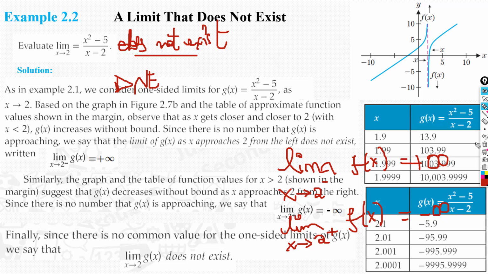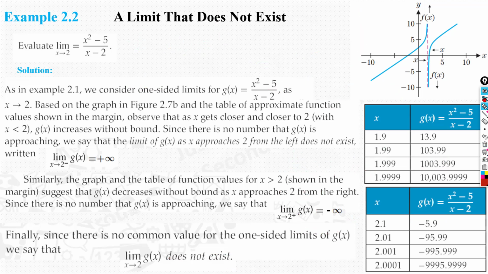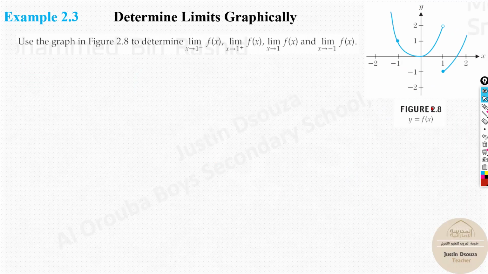So that is it. If both the values are the same, then and only then can we say it exists. Now if you're thinking, what if it was plus infinity on both sides? Then yes, the limit of this is equal to infinity. It's just a big positive number. If both were going to the positive side, yes, it exists. But now it was different, therefore it does not exist.